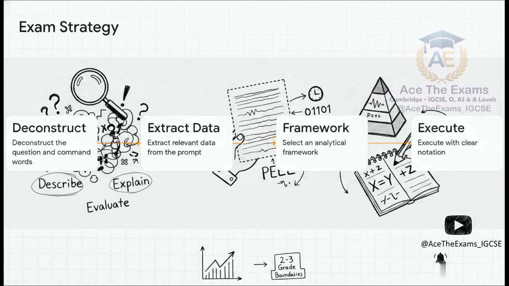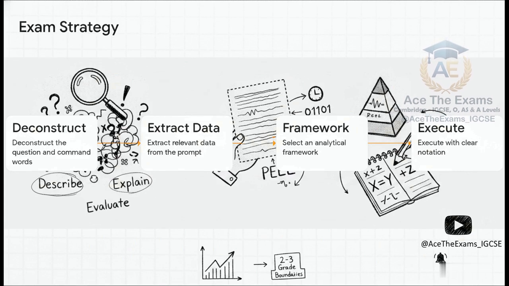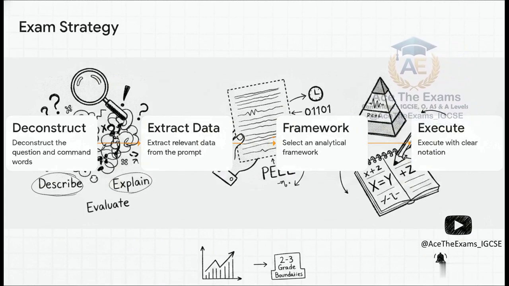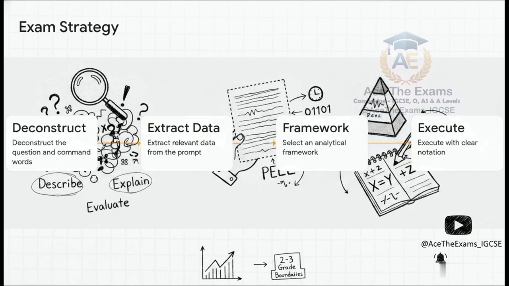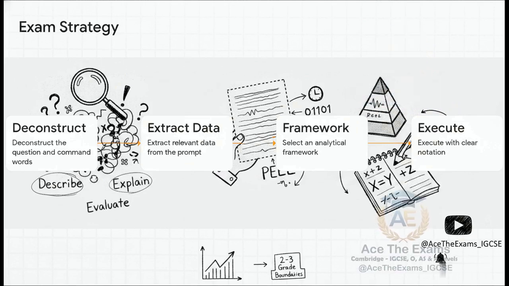Consider this, Challenge 2, find the flaw. I want you to imagine a 60-second timer on your screen right now. Step 1, deconstruct the command word. When you look at a question, ask yourself, is it describe, explain, or evaluate? If you explain when you were supposed to evaluate, you lose. Step 2, extract relevant data. Pull the sample rate, the duration, and the bit resolution straight out of the text before you do anything else.